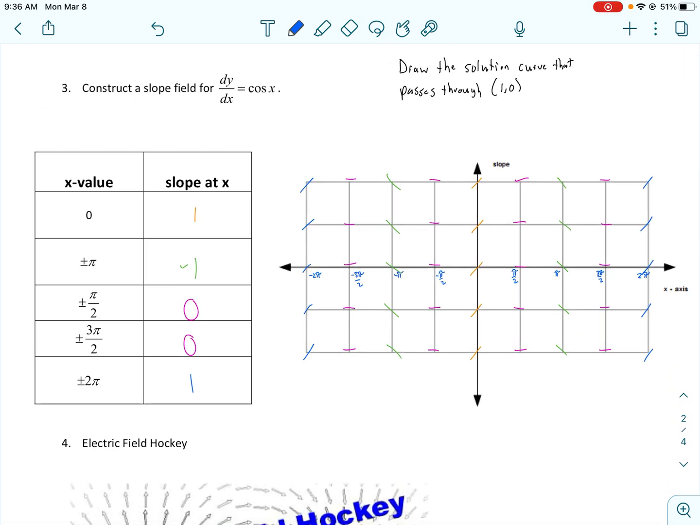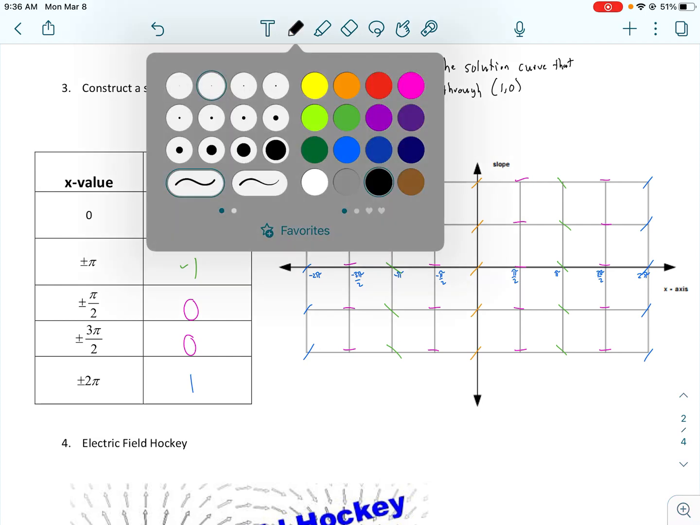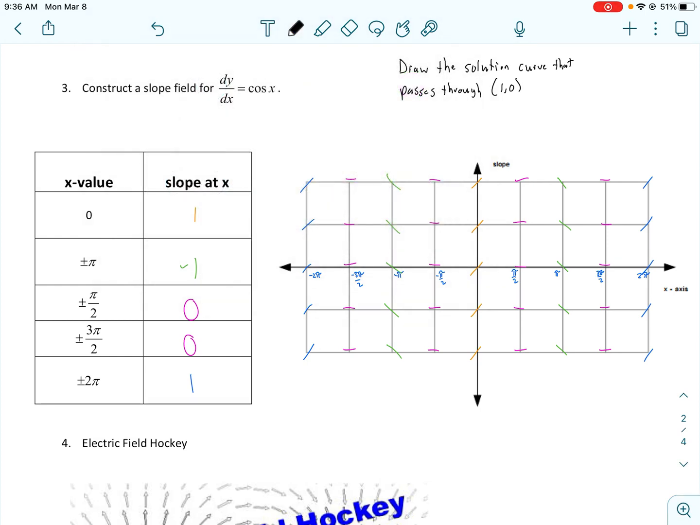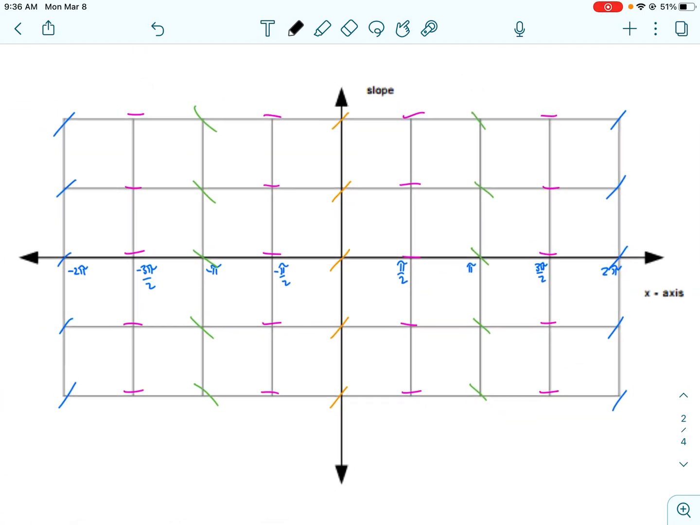And then that's it. That's the slope field. We did the problem. It said construct a slope field for this. Done. Now I'm stressing that because sometimes there's a second part to the question. If you're just constructing a slope field, you're done. That's it. This is it.